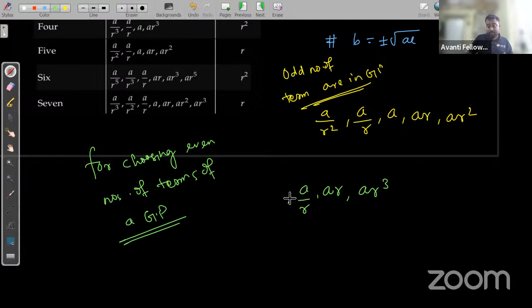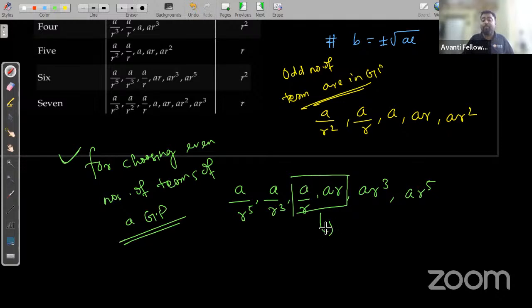Then the term previous to A by R will be A by R cube. Then similarly it will be AR to the power 5, A by R to the power 5. So when we require to choose an even number of terms of a GP, start with these 2 terms, taking the common ratio as R square. Then you will get the other terms of the GP and you can solve the questions. Is that clear to everyone?